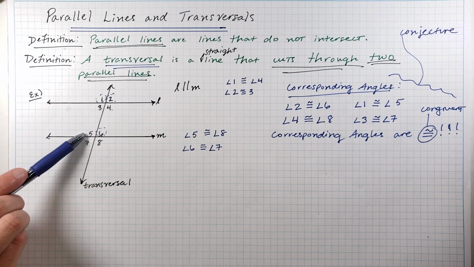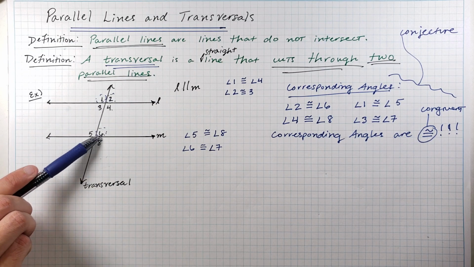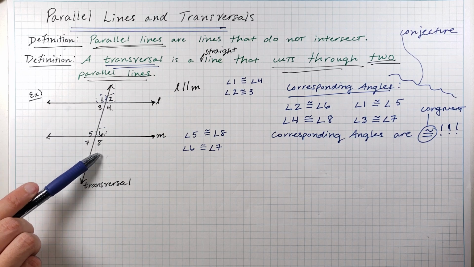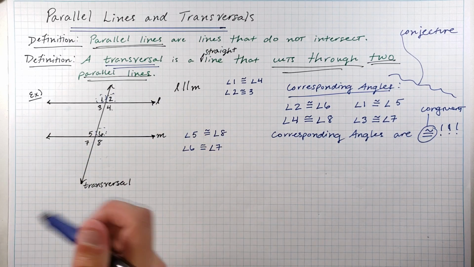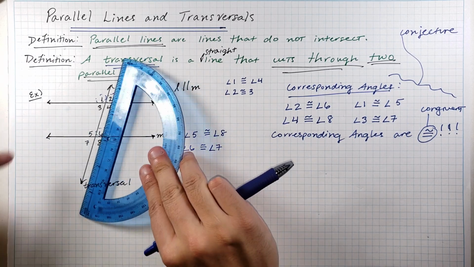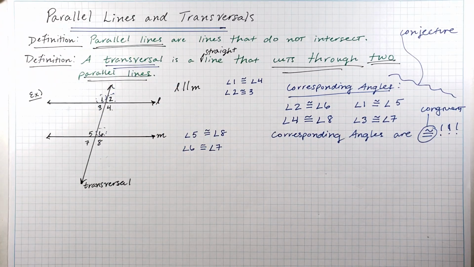So 1 and 5 are corresponding, congruent. 2 and 6 are corresponding, so they're congruent. Angle 4 and angle 8 are corresponding. Angle 3 and angle 7 are corresponding. And these corresponding angles come up immediately the second you make a transversal, the second you take two parallel lines and you make a line in between them, you get these corresponding angles.